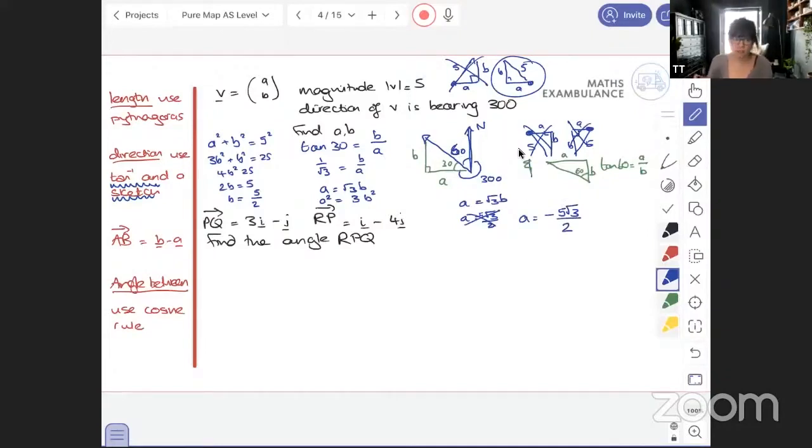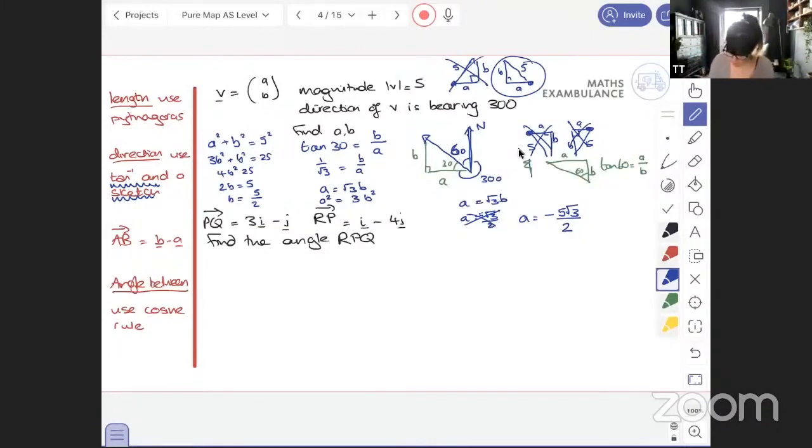So knowledge: tan is opposite over adjacent, and you need to draw a picture when you're thinking about direction because of the 4 different quadrants and the way it could be going. Length, Pythagoras. Okay, find the angle. Cosine rule, 100% definitely. The angle between 2 vectors, or if you're in the second year, the angle between a vector and a particular axis, the x-axis, the y-axis, the z-axis. Always, always, always cosine rule for angles.